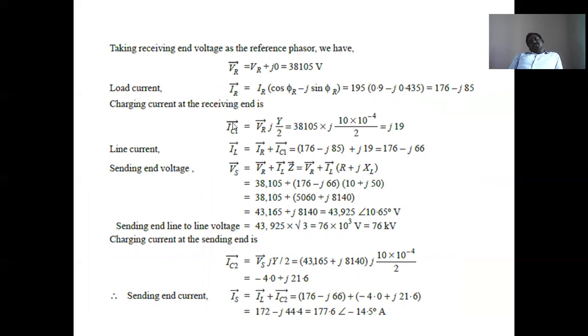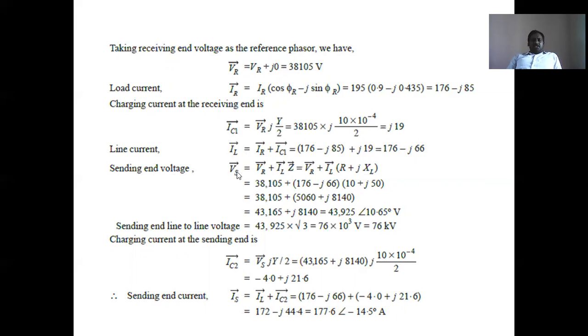Then finally the charging current at the right side, receiving end side: VR into j into Y by 2, where Y is the susceptance. Line current IL is equal to IR bar plus IC1 bar. IR bar is the receiving end current. IC1 is the capacitor current at the first section, the right side, receiving end side. So then substituting here like this.